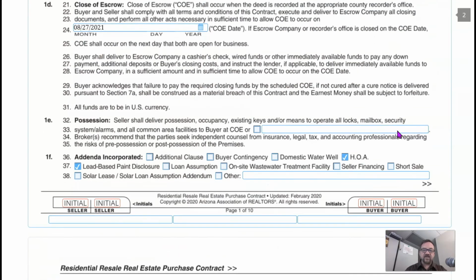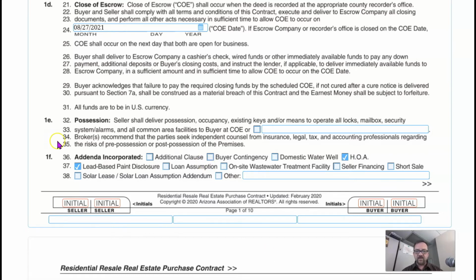Now, one of the seller's obligations, and this is covered in the next line, is called the possession. The seller shall deliver possession and occupancy and existing keys and or means to operate locks, mailbox, security, and they need to be doing that also at close of escrow. So if we're closing on Friday and the seller's saying, "Oh, I can't get out till Saturday," that puts the seller in breach of contract. The seller needs to be out. If the seller needed the extra weekend, that's why we come back with a counter, and that's why we start talking post-possession or even pre-possession on the buyer side.